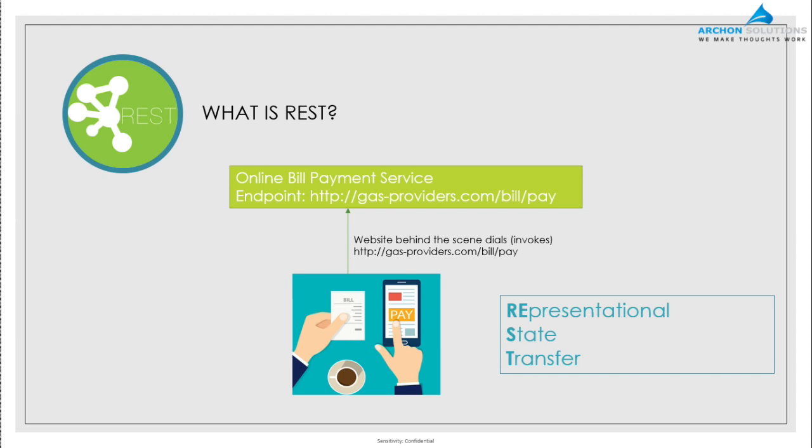So just the way you paid your bill when you clicked on Pay, behind the scenes your website is making a call to the endpoint http://gasproviders.com/bill/pay, and your credentials, your details and the pay amount are sent to the service provider. Behind the scenes, the service provider takes care of paying the bill for you. This is enabled by the technology called REST.